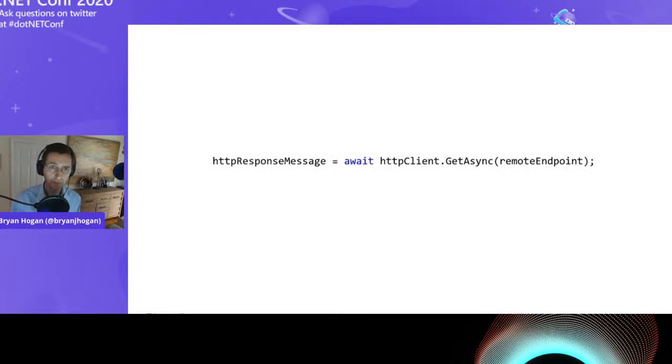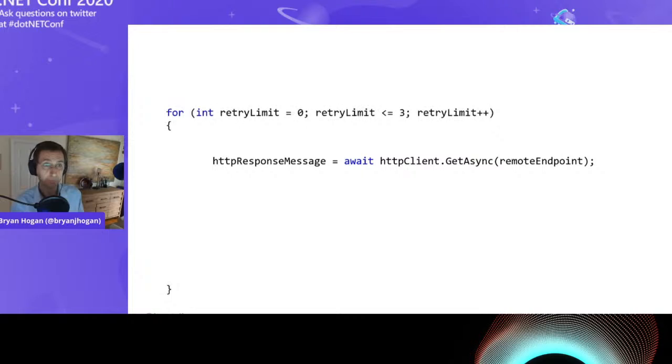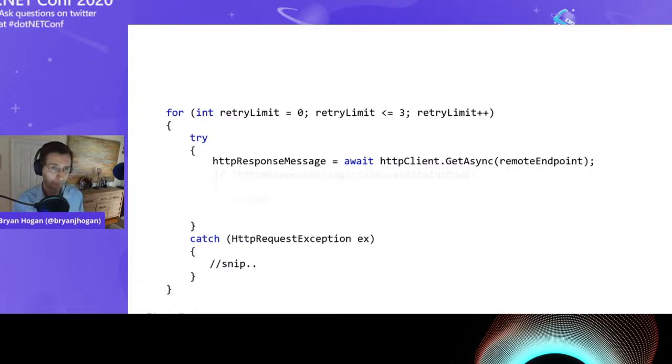So how might you program up something like that? If you're using HTTP client, you'll have a get async hitting a remote endpoint. You might put a for loop around it, which specifies the number of times to retry. You'd have a catch looking for exceptions. And then you might have a break to get out of that loop when you have a success.